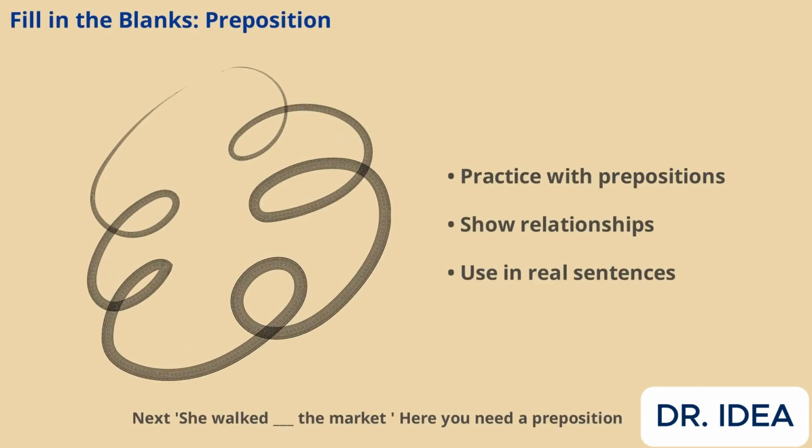Next, she walked the market. Here, you need a preposition. Possible answers include to, through, or around. Prepositions show the relationship between the action and the place. Practicing this helps you use prepositions correctly.